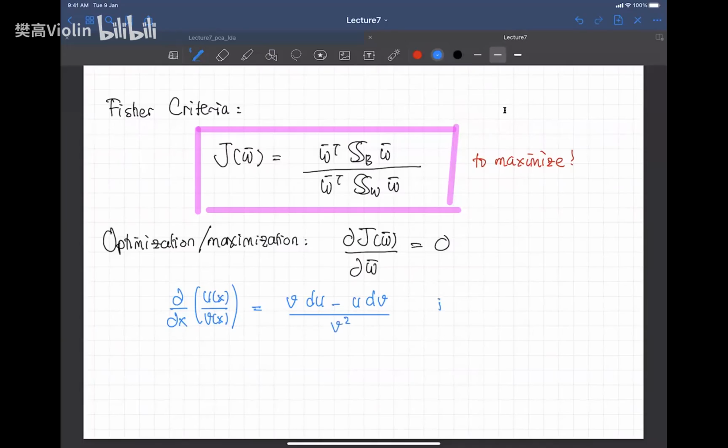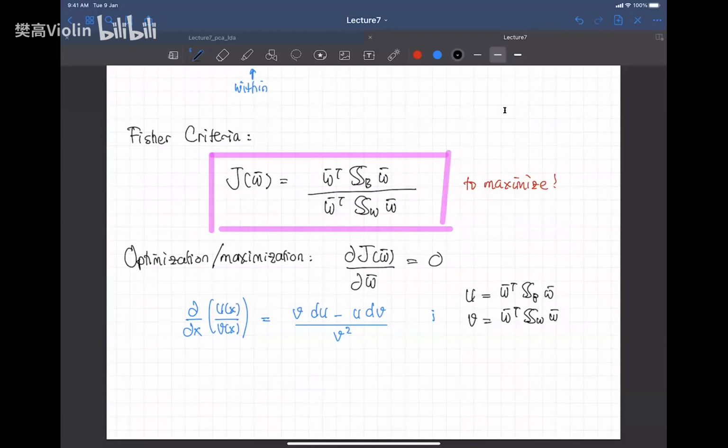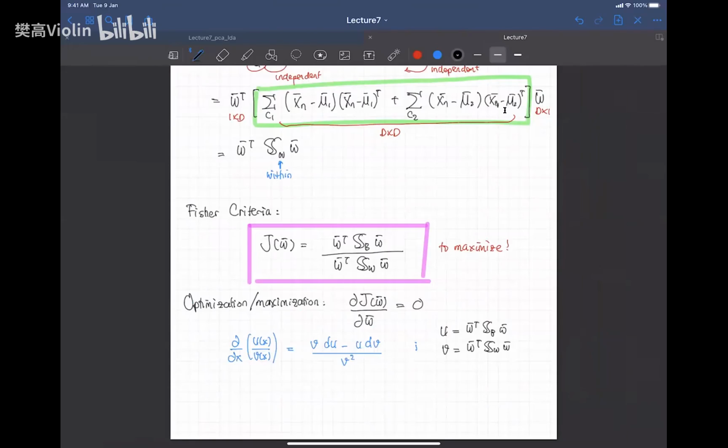So in our case, u is W transpose SP W, and v is W transpose SW W bar. It is a long equation, basically, so if you do this operation, it will be long. There are still a few steps to solve this problem, but we will discuss the details next week.